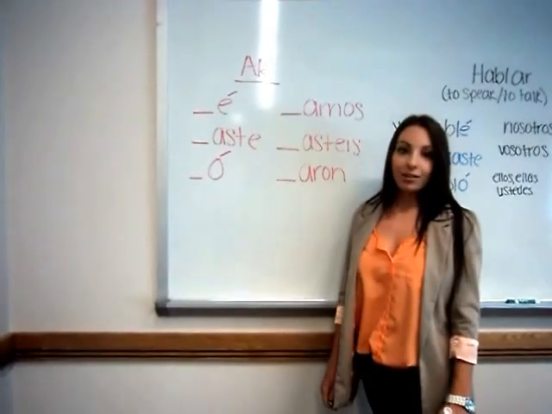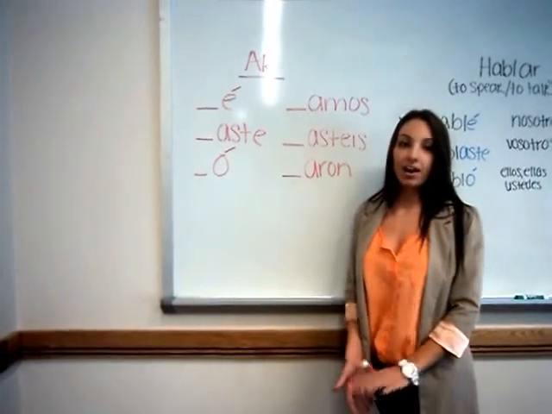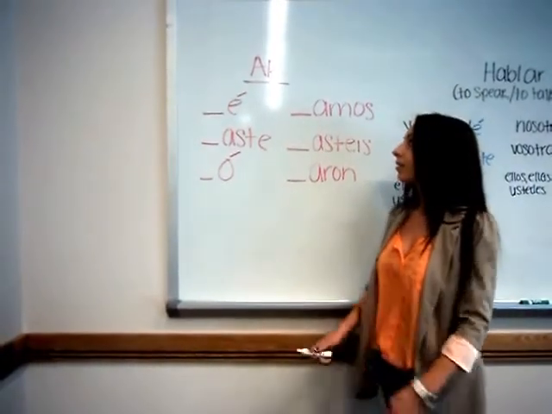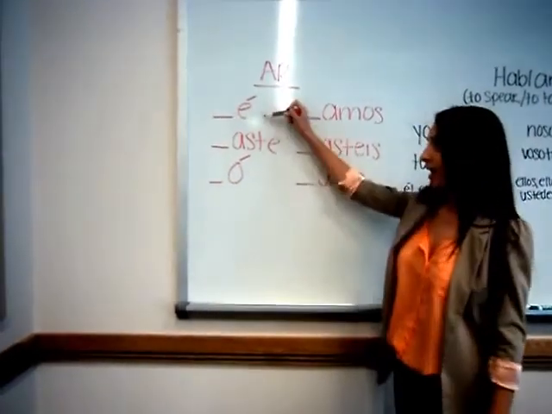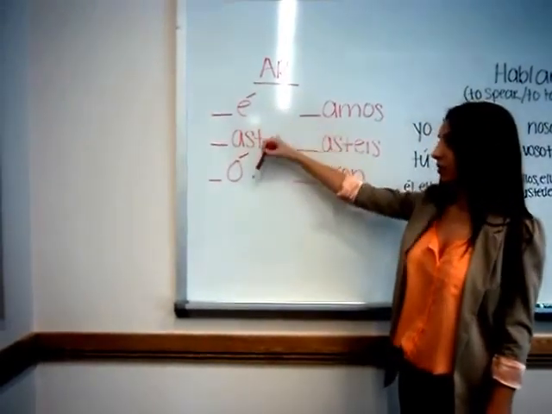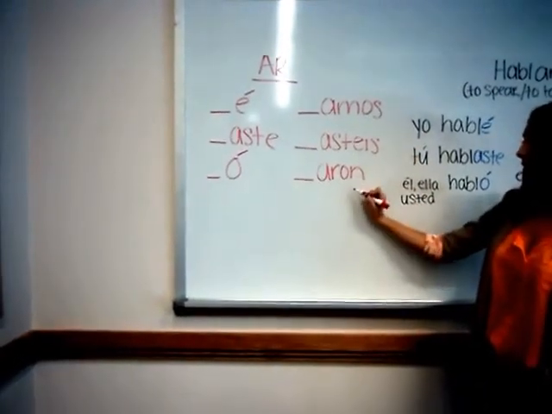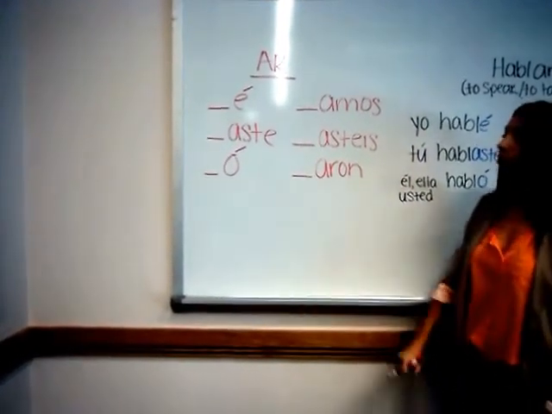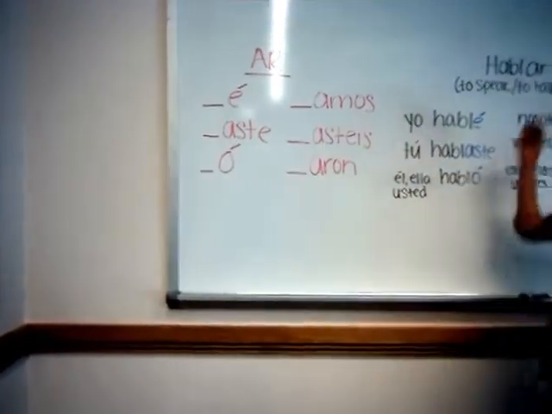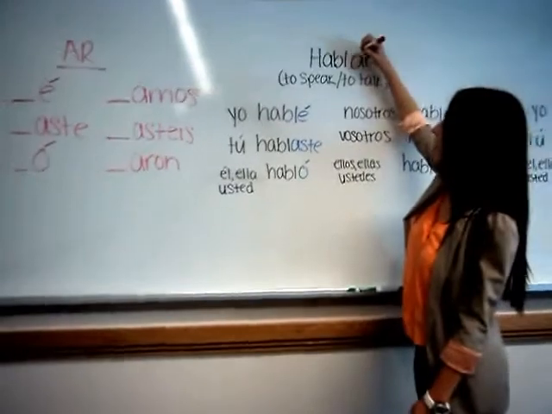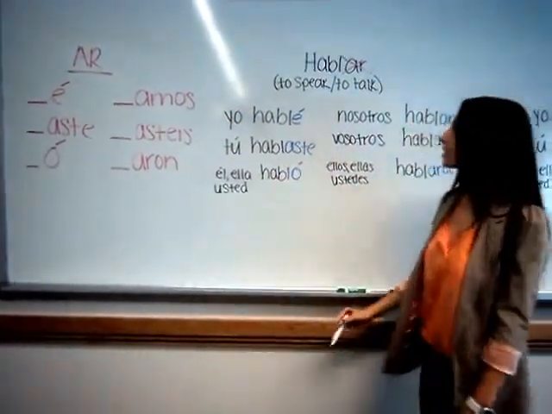Now, you know that there are three kinds of endings for verbs in Spanish. They are AR, ER, and IR. And right now, we're going to start with AR. The AR endings for preterite are é, aste, ó, amos, asteis, and aron. When you conjugate AR verbs in the preterite tense, you take off the AR and add one of the endings. Now we'll do an example.